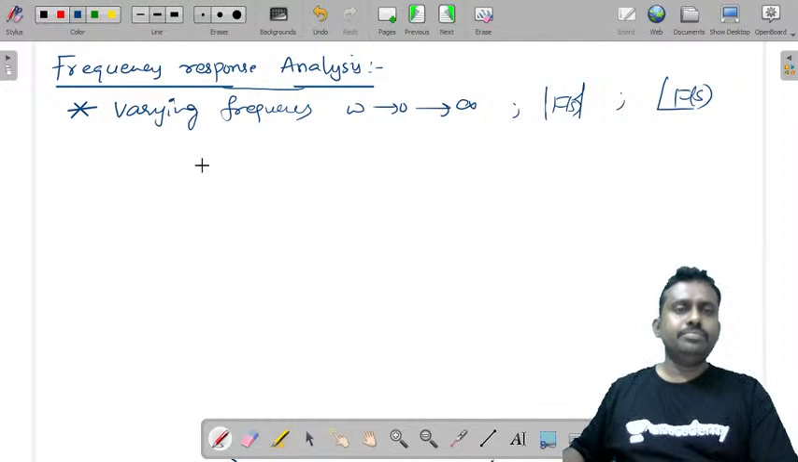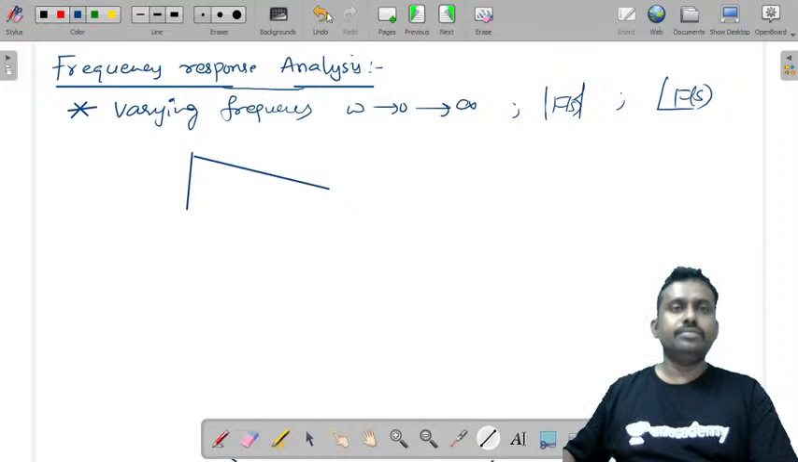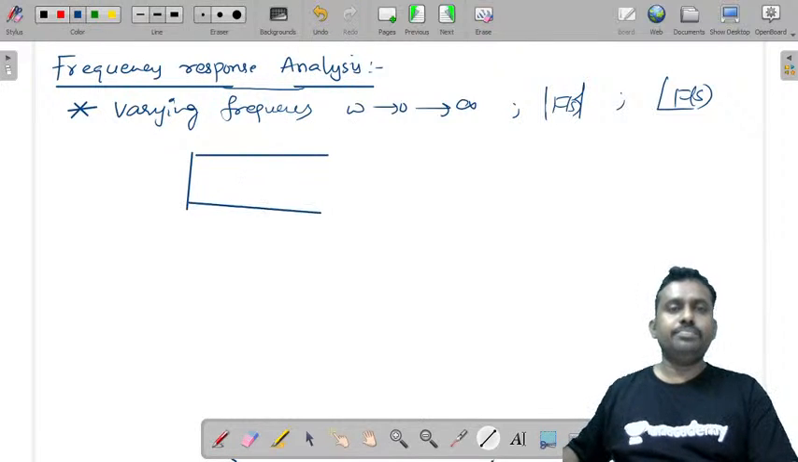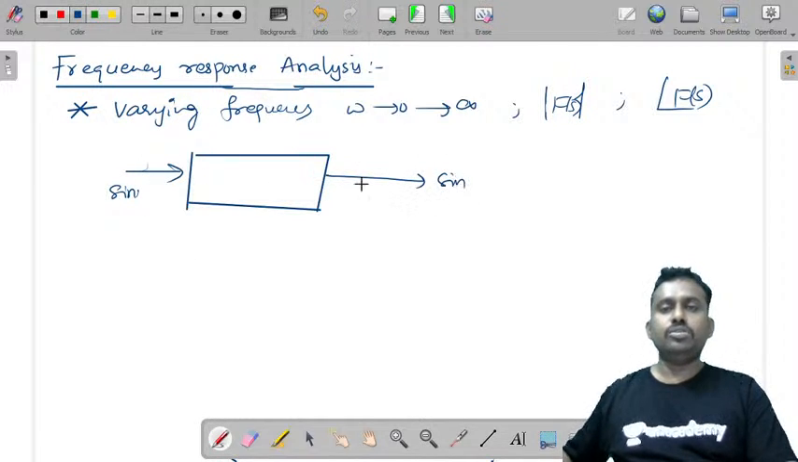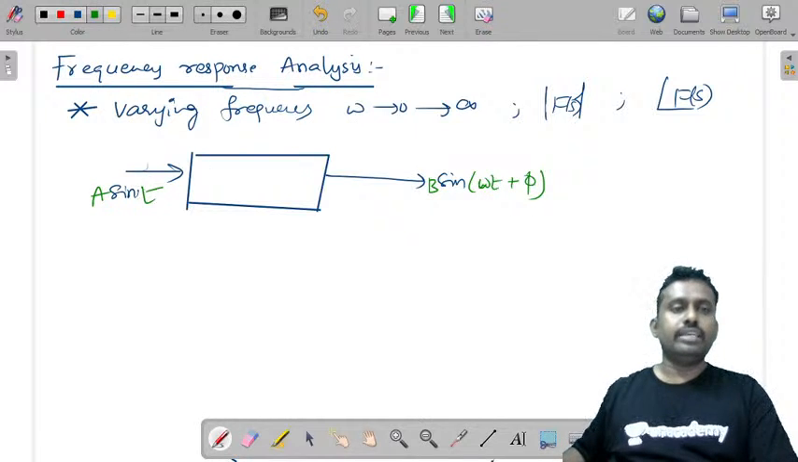Whenever a system is excited by a sinusoidal, the output is also sinusoidal, but the only difference is if the input is sine t, the output would be b sine omega t plus phi, and that is for an LTI system.